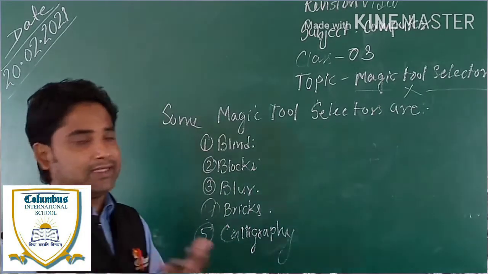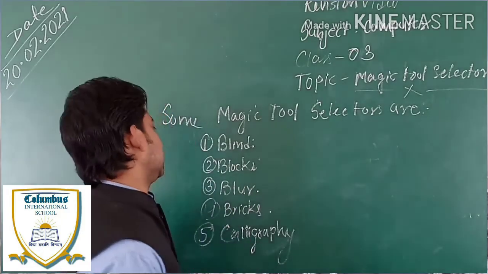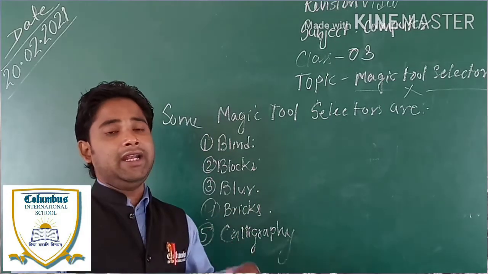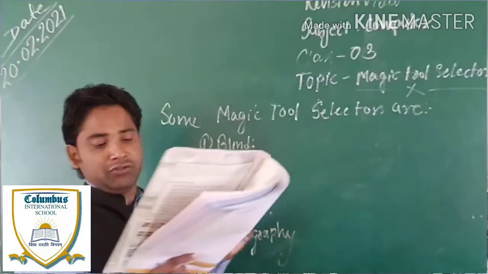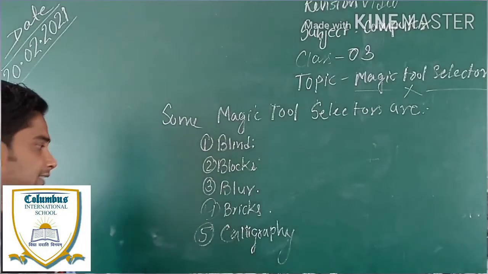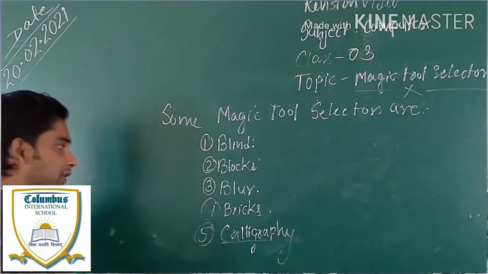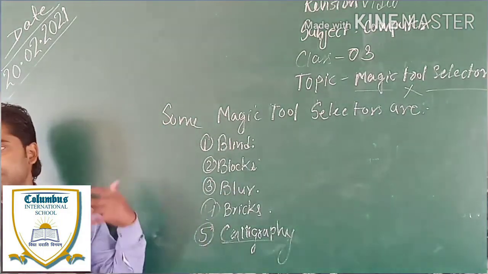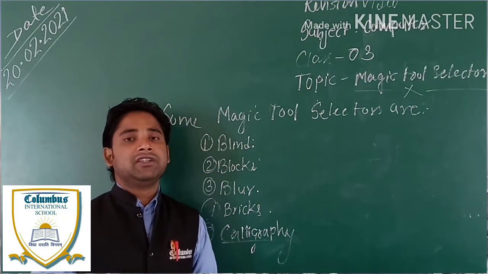A question may arise like this: name some magic tool selectors. So in that case you have to write it down: blind, blocks, blur, bricks, calligraphy. And a question can also arise like this: which tool is used for painting on the canvas with a calligraphy pen? So in that case you write the answer as calligraphy. Bricks, blur, blocks, blind, one word questions can be made from this. So I am giving you some suggestions, some hints, so please refer to this video very seriously.